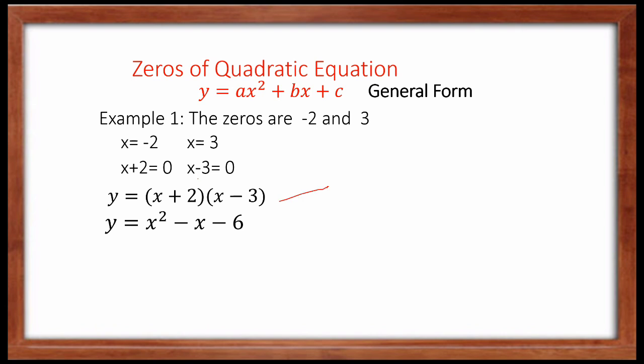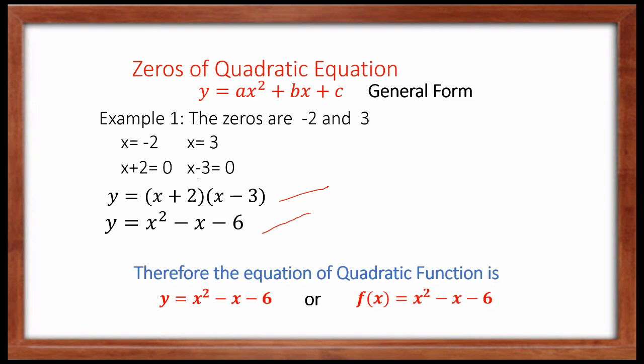Then, after that, multiply the two binomials, x plus 2 times x minus 3, using FOIL method. It's up to you, as long as you will arrive at x squared minus x minus 6. Therefore, the equation of quadratic function is y equals x squared minus x minus 6, or the f of x equals x squared minus x minus 6.